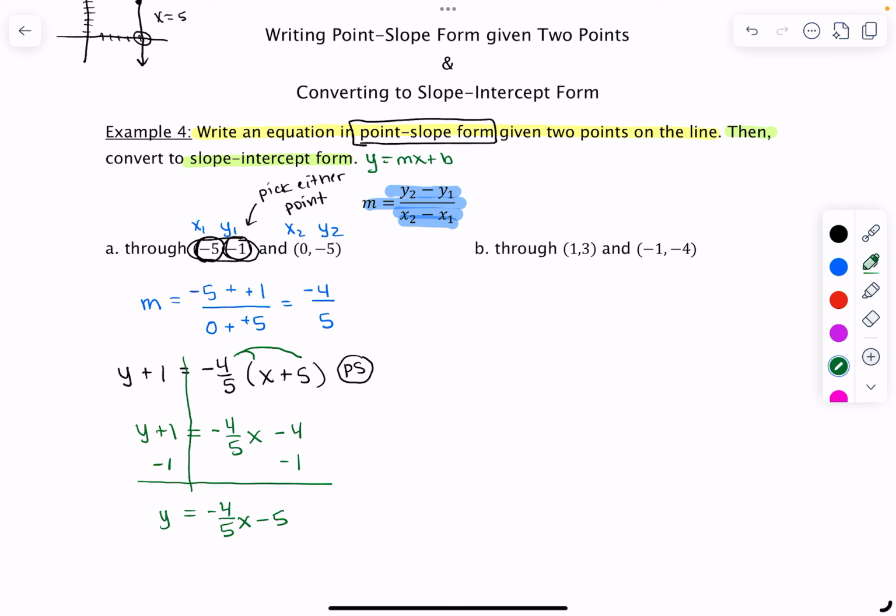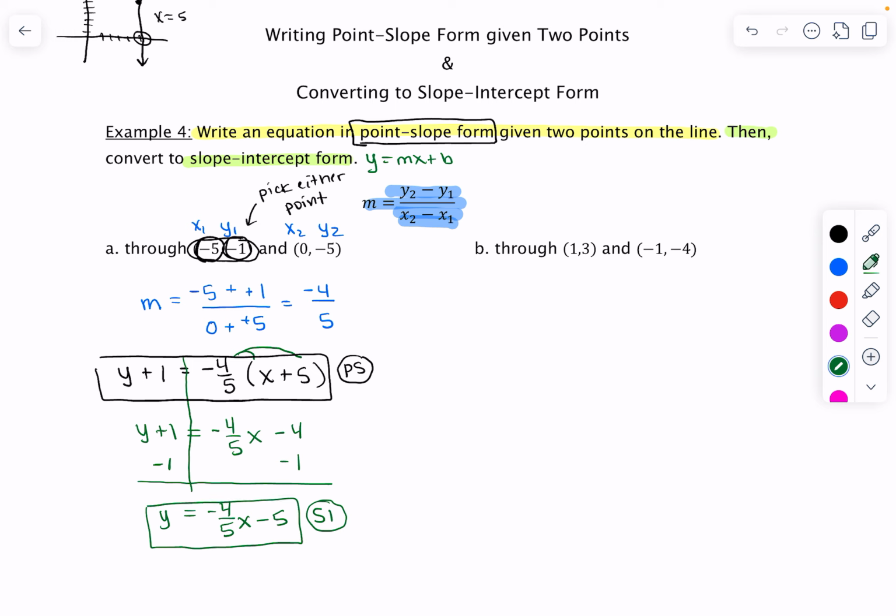And there's my y equals mx plus b. So that is my slope-intercept form, which I'm abbreviating to SI. So this right here, that is my point slope form. That answers the first part, and then the second is my slope-intercept.